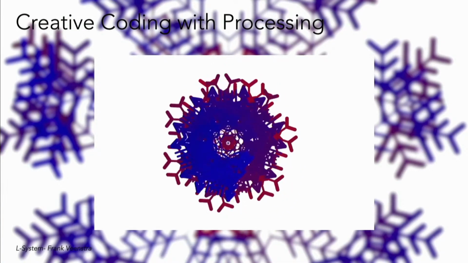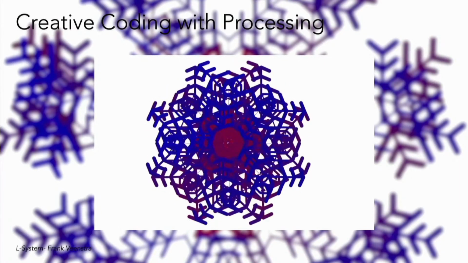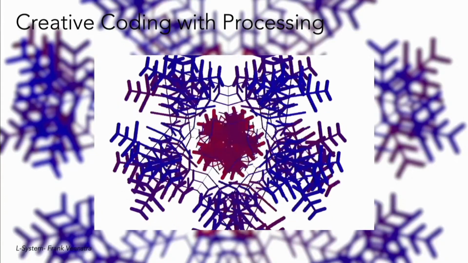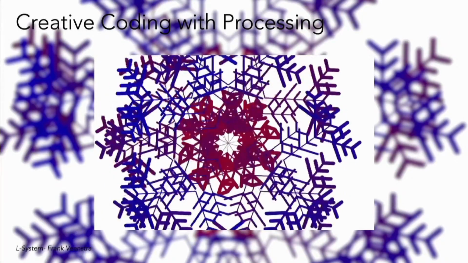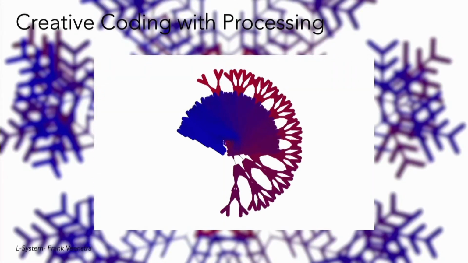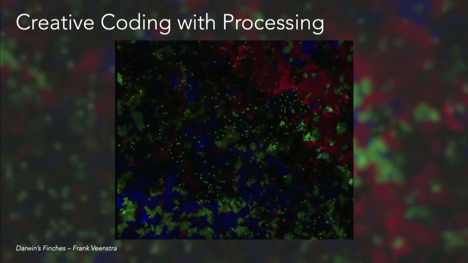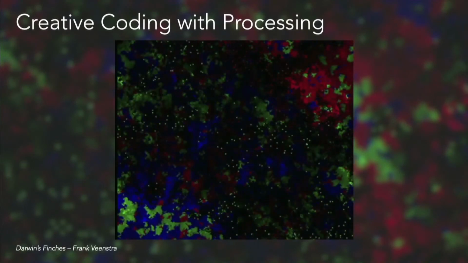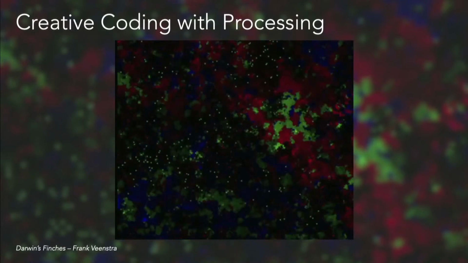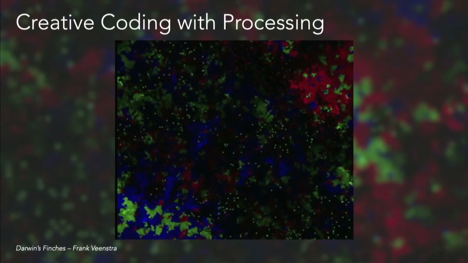And in addition to purely artistic experiments, processing can also be used to visualize algorithms and complex data, such as this, which was made by a colleague of mine to visualize the implementation of L systems, which make these beautiful snowflake designs. And this one, which shows a simulation inspired by Darwin's finches, where each little dot is an evolving finch, and each color represents a different type of food source.